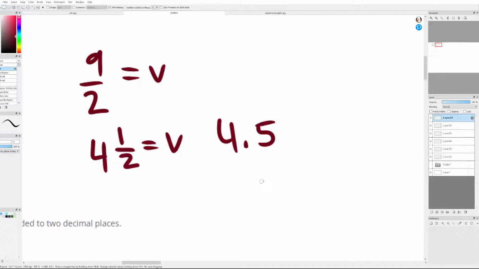In Hawks, it will have the v equals, and then you have your box. So you don't even have to put v in there.